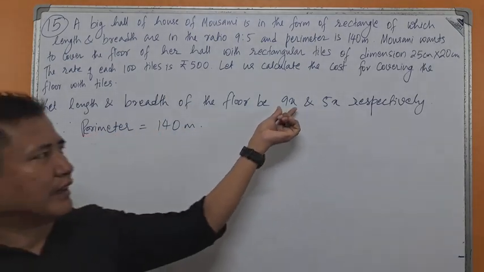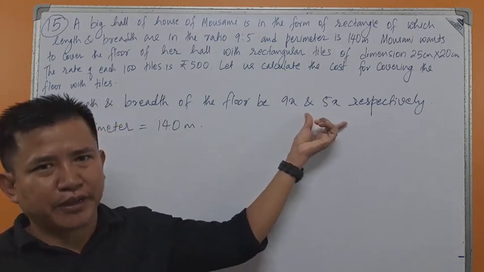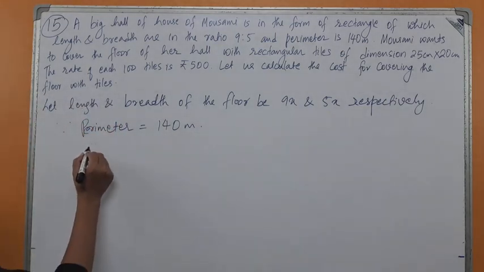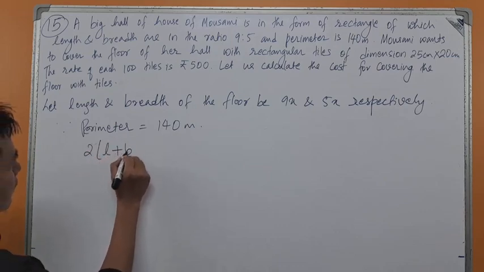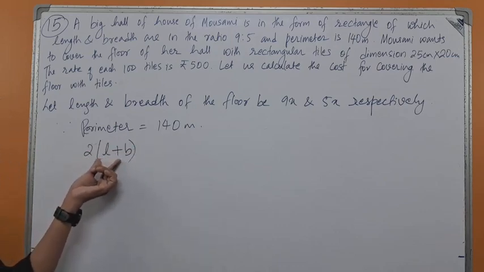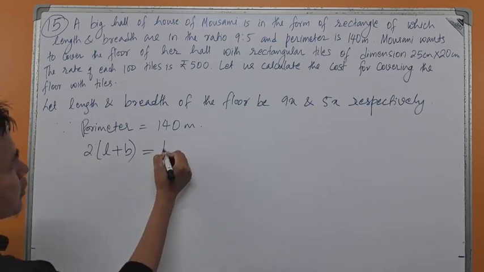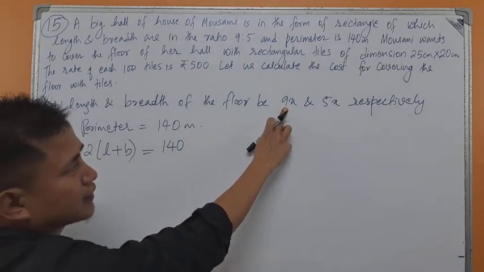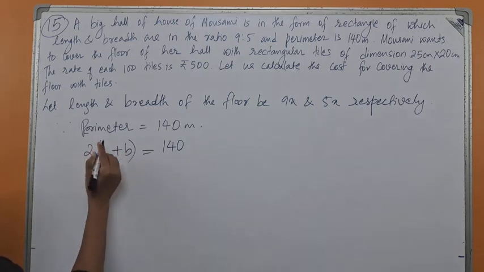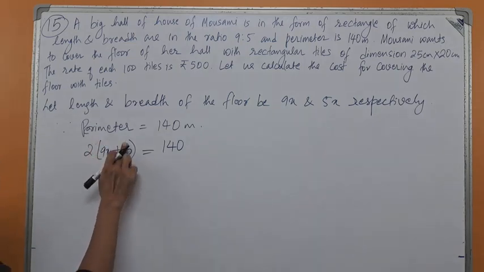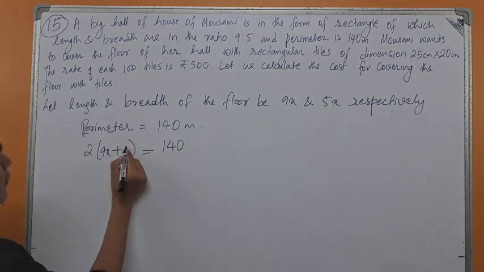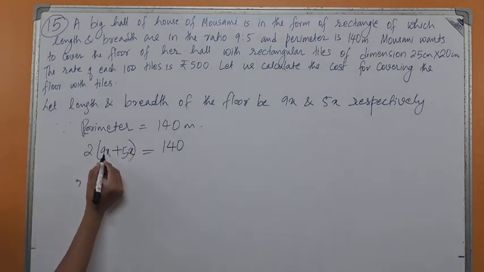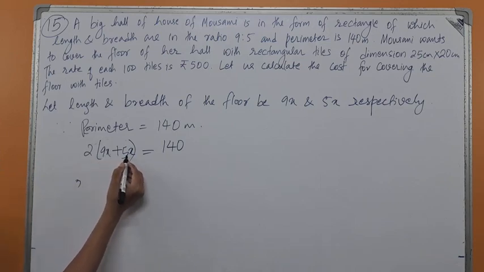So if we know length and breadth of a rectangle, we can find the perimeter, isn't it? So what is the formula for perimeter? 2 into length plus breadth. 2 into length plus breadth is the formula for perimeter. And what is perimeter? Perimeter is 140 meter. So 2, so instead of L means length, length is 9x. I am writing 9x, okay? Instead of B, breadth is 5x. 9x plus 5x is 14x. 14 into 2 is 28x.